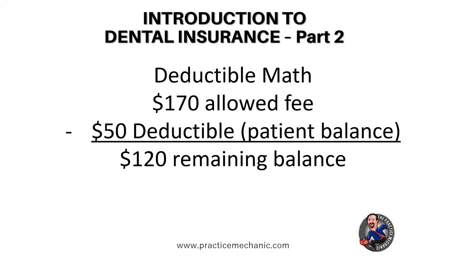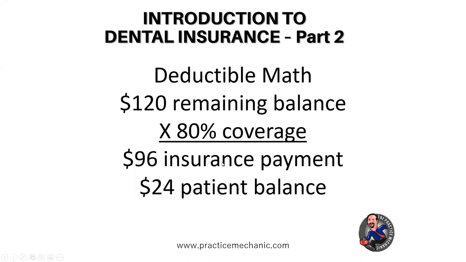$170 allowed fee minus the patient's $50 deductible gives you a $120 remaining balance. That $120 remaining balance after the deductible is paid is what the percentages are based on. I am amazed at how many people who have been in dentistry for years and years don't understand that if there's a deductible to be paid, that comes off of the allowed fee, and then the percentage for coverage, which in this case is 80%, is multiplied after the deductible is removed.